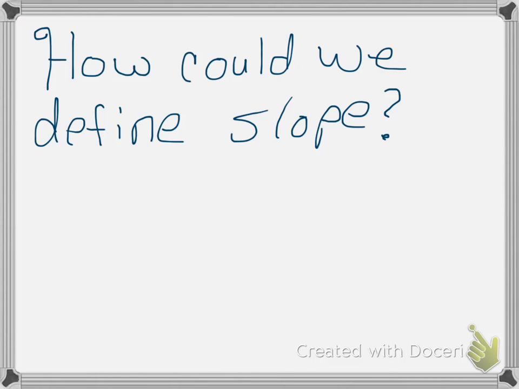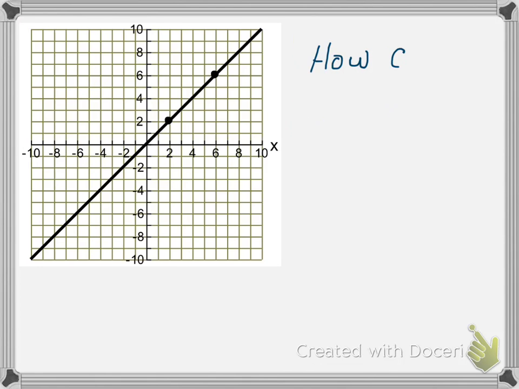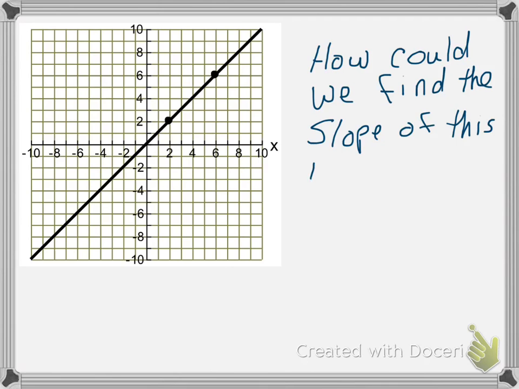How could we define the word slope? Slope is defined as the steepness of a line. So now we're going to actually take a line and see how we could find the slope of this line.